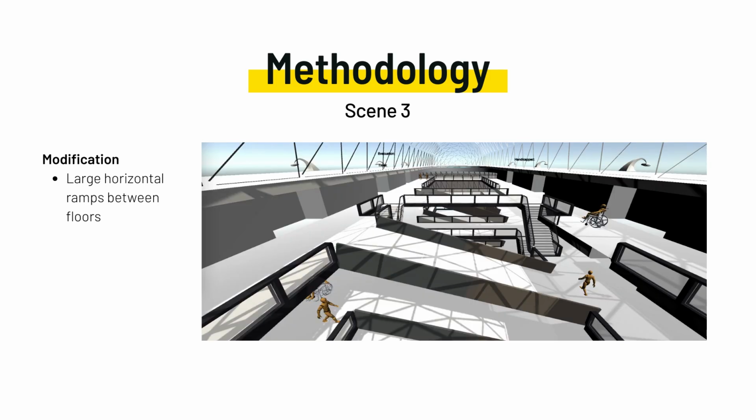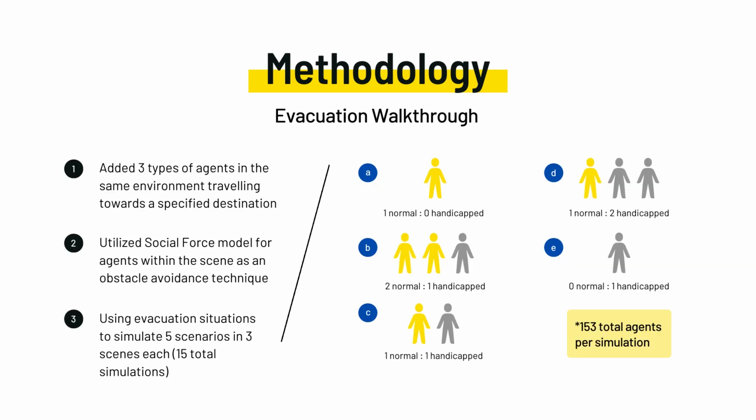And for our last scene, we simply added large horizontal ramps in between floors as opposed to the small ramps in between floors that we added in the other scene. The logic behind this is that multiple wheelchair agents can go down the large ramps as opposed to the small ramps where only one wheelchair agent can go down at a time. We wanted to see if this would help reduce traffic when it comes to large crowds exiting a building, as there wouldn't be a bottleneck like the one at the smaller ramps in the other scene, because there's a larger space in order to traverse between floors.